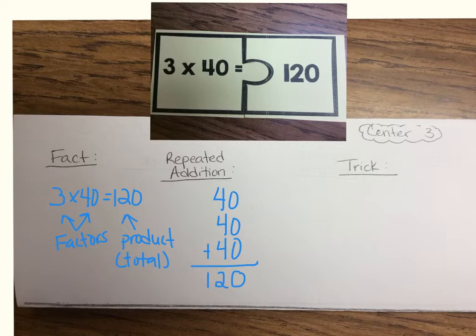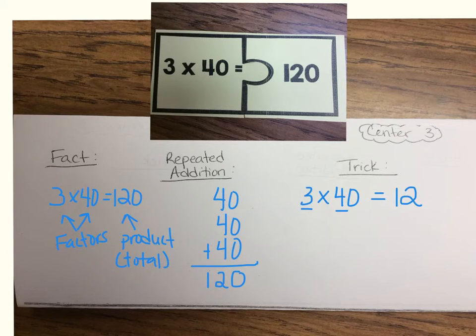I know that when I have a problem where I'm multiplying by a multiple of 10, such as 3 times 40, I can first multiply the two numbers that are not 0. In this case, 3 and 4 are not 0. So I can complete 3 times 4 first. When I do 3 times 4, I get a product of 12. So I'm going to record 12 in my answer spot.